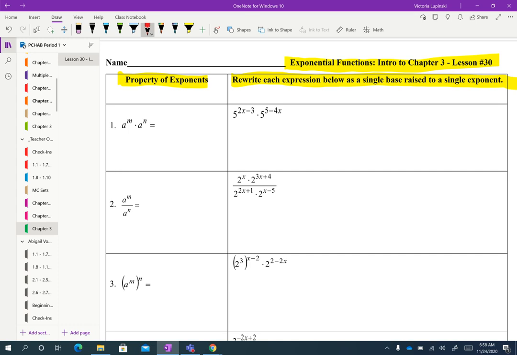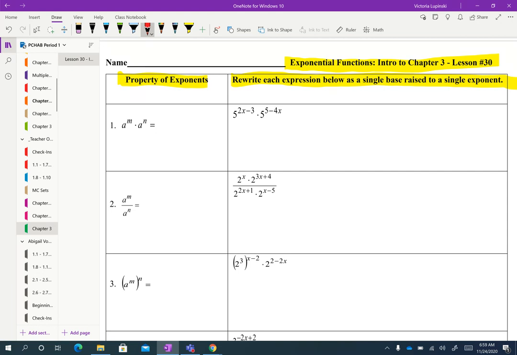All right, welcome everybody. Today we're going to talk about lesson number 30, and this is a brief introduction to chapter 3. Chapter 3 is all about exponential functions and logarithmic functions, and today we're going to start with some really straightforward stuff, reviewing the properties of exponents and then some simple solving of exponential equations.